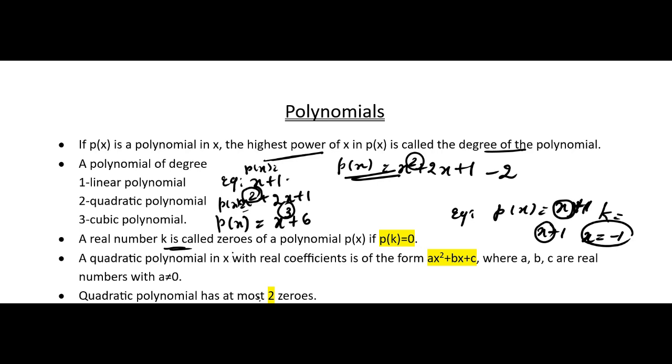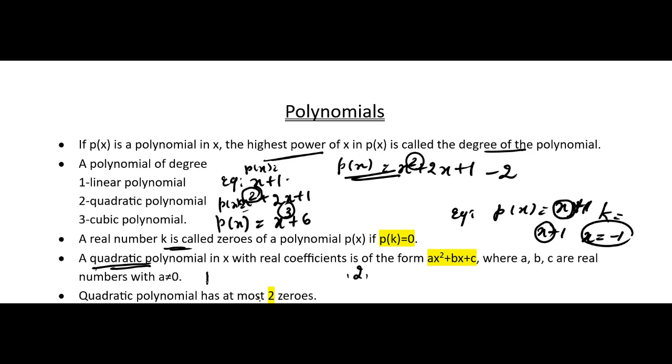Next, a quadratic polynomial in x with real coefficients is of the form ax square plus bx plus c, where a, b, c are real numbers with a not equal to 0. Quadratic polynomial means the highest degree of the given polynomial is 2. A should not be equal to 0.